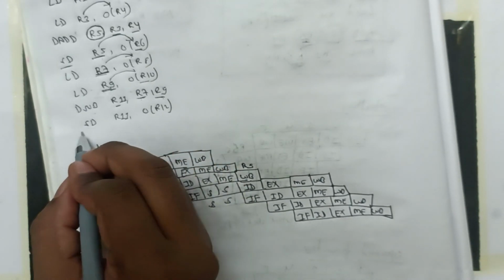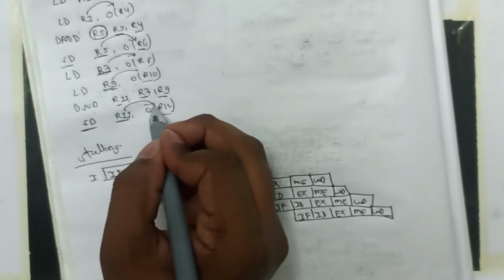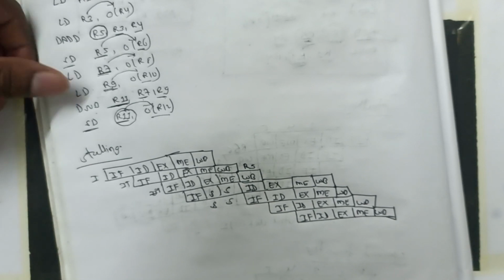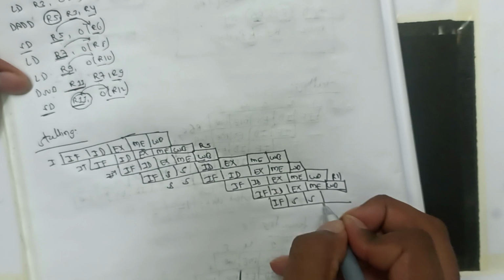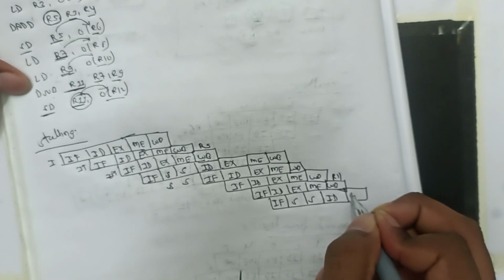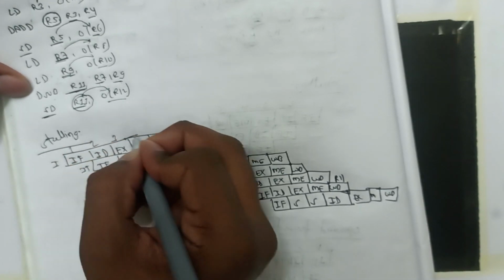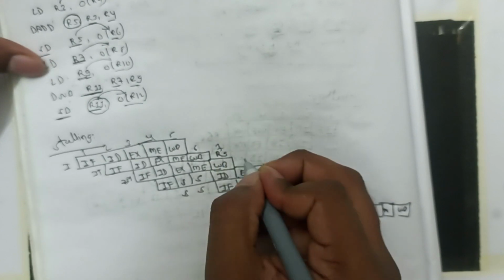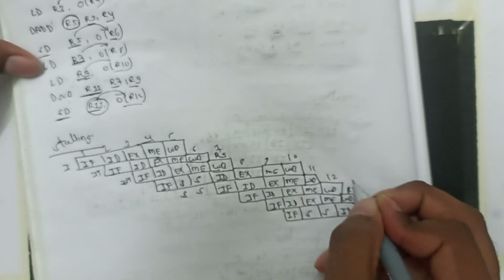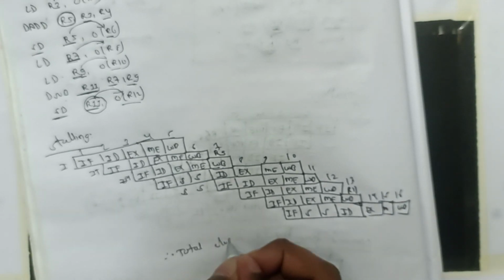Okay, and same, store R11 into R12. It means this R11 is dependent on this. And we know that we get the value of R11 from where? From this R11 we get here. So fetching can take the wrong value at the beginning, so stall, then you can get ID EX MEM WB. Then clock cycles 1 2 3 4 5 6 7 8 9 10 11 12 13 14 15 16. Total clock cycles 16 with stalling.